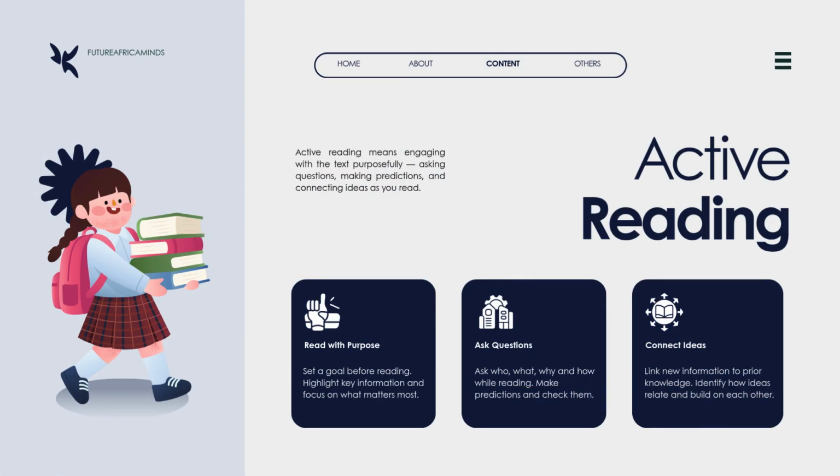Active reading means engaging with the text instead of reading passively. Read with a clear purpose, underline key information, and ask questions as you move through the passage. Make predictions, notice connections, and identify unfamiliar words. Active readers continually check whether they understand the writer's message and supporting ideas.